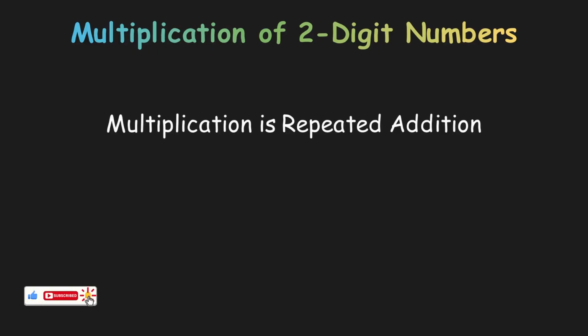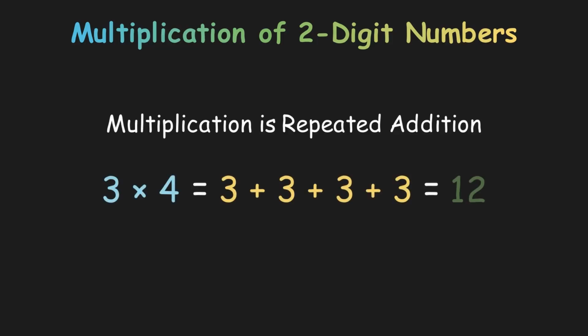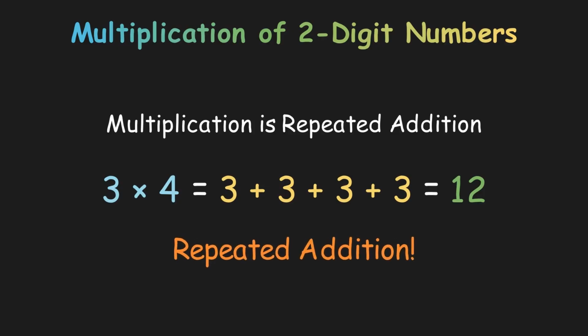Imagine we want to figure out what 3 multiplied by 4 is. This simply means we're going to add the number 3 four times. So we'd say 3 plus 3 plus 3 plus 3. And when we put all those together, what do we get? That's right, 12. So we can confidently say that 3 times 4 equals 12.